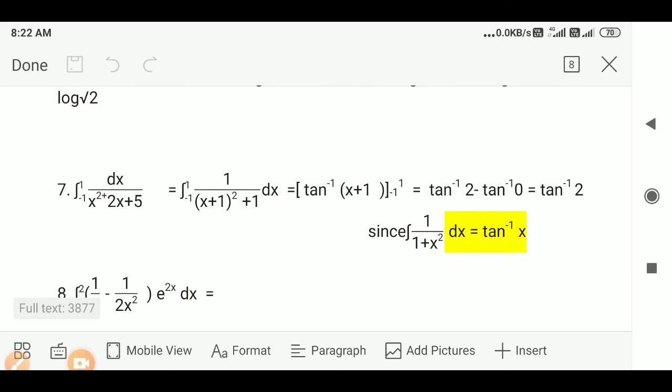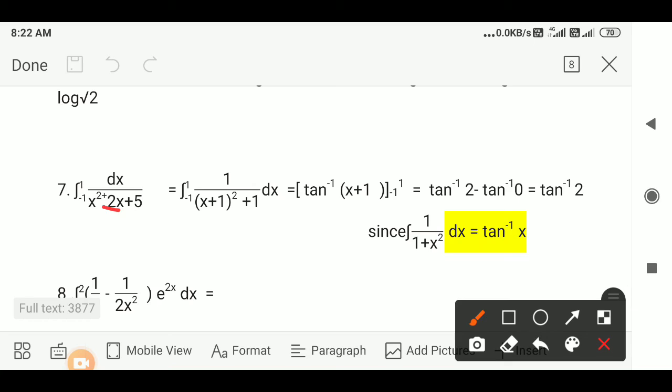Now there is another question, question number 7: integral from minus 1 to 1 of dx upon x square plus 2x plus 5. Now you have to complete the square. Here the plus is not in the power, it is x square plus 2x plus 5.